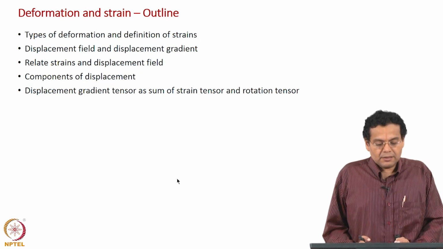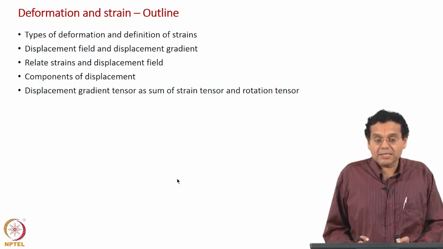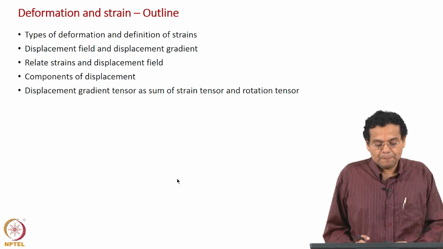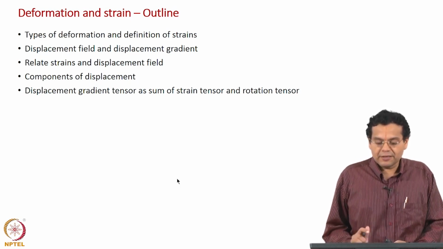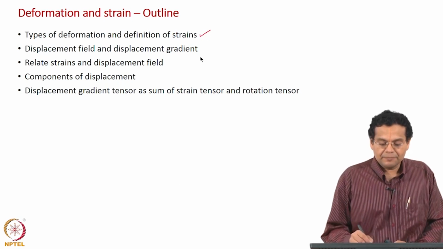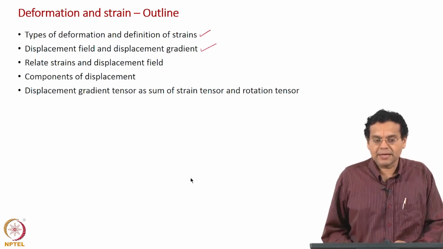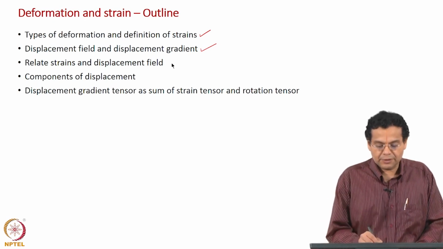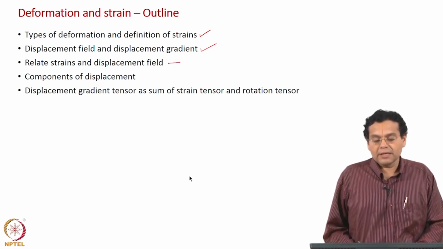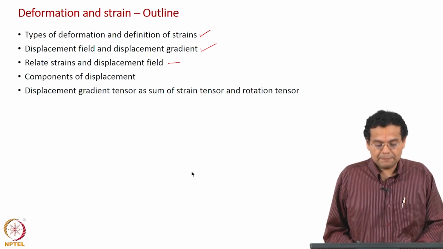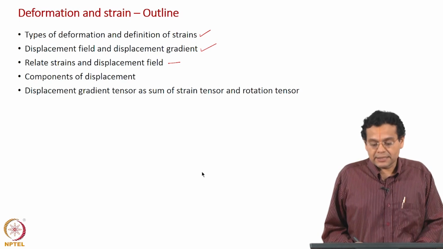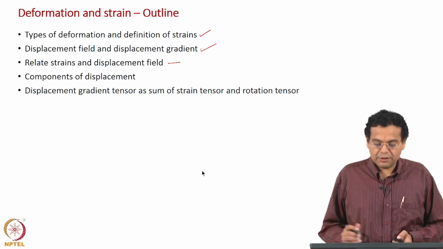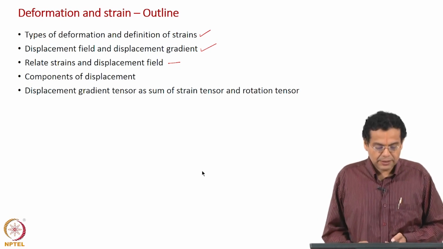The second concept is on displacement field and displacement gradient. Then we relate strains and displacement field. We define strain here, we discuss displacement field and displacement gradient, so we relate both of them, and that is what we do here. And then we look at components of displacement, and finally we split the displacement gradient tensor as the sum of strain tensor and rotation tensor. A lot of terminologies we will understand very clearly as we go along.